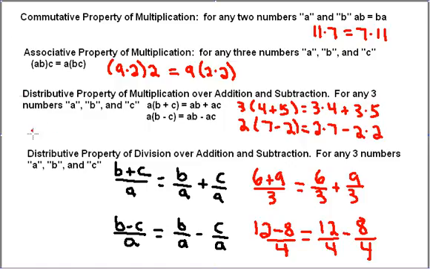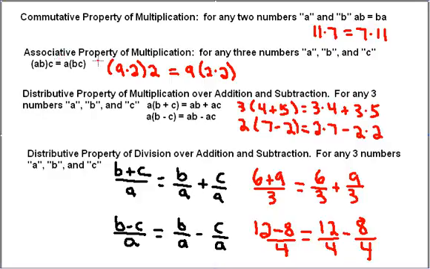Before we get to those two distributive properties here, we're going to take a look at the commutative property for multiplication. On the first screen, we looked at the commutative property for addition as well as the associative property for addition. This time we're going to take a look at it for multiplication. And it works the same way as it does for addition. For any two numbers that you have, a and b, a times b is going to equal b times a. And an example of that, 11 times 7 equals 7 times 11. That's your commutative property of multiplication.